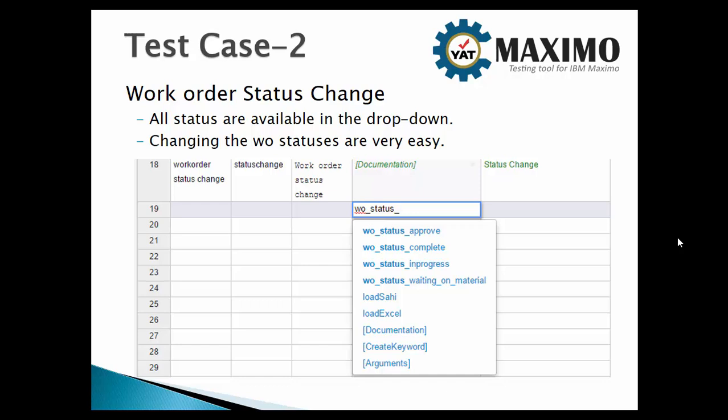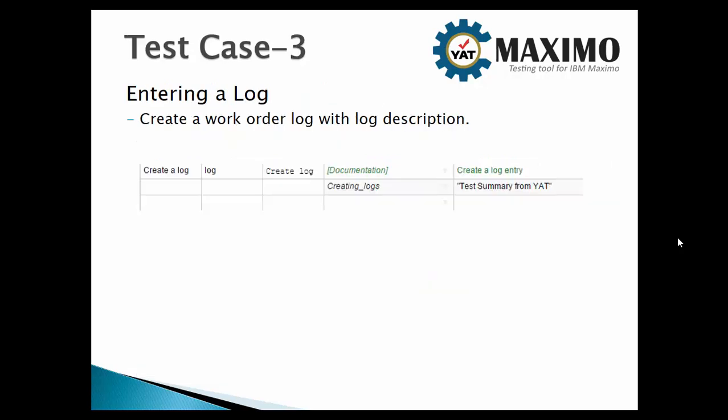And then it will be very easy to just change the status. Okay, let's go ahead with test case 3. Here we can see it's about entering a log. Yes, after creating a work order, we need to log the information and then have some description to it. So this is where it shows that information.